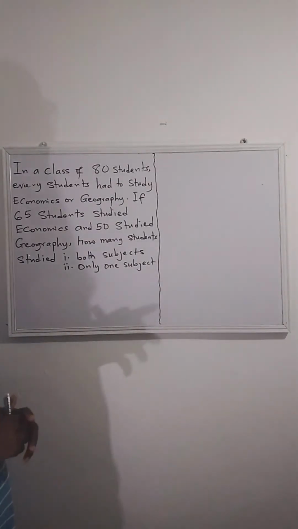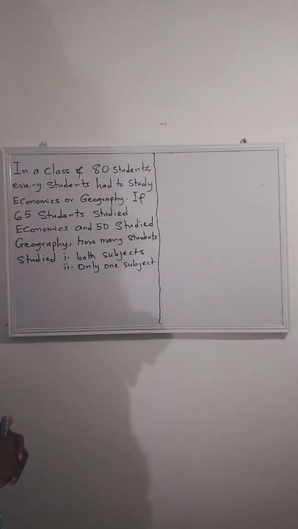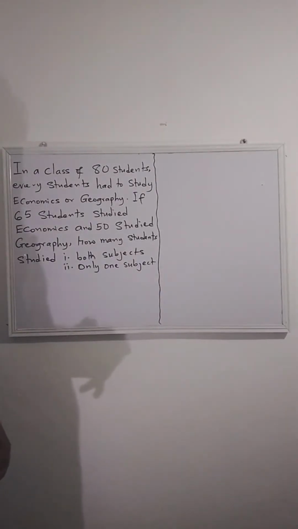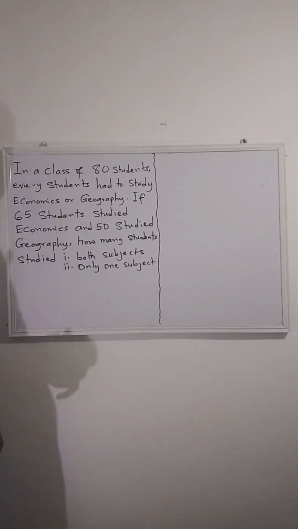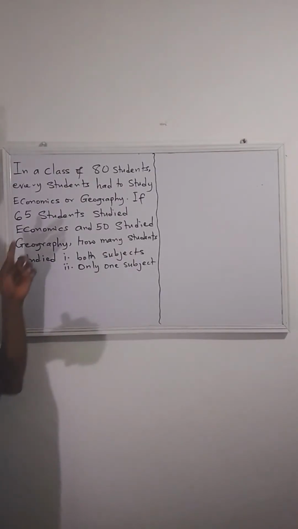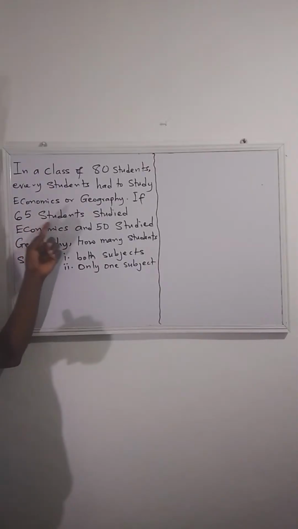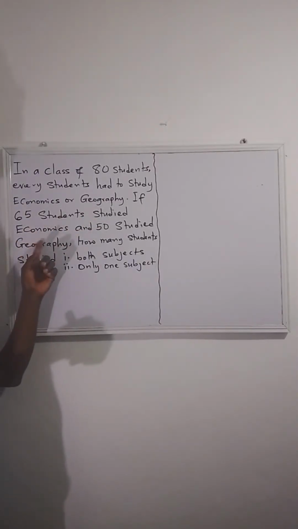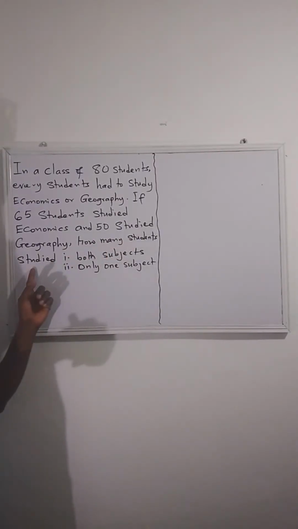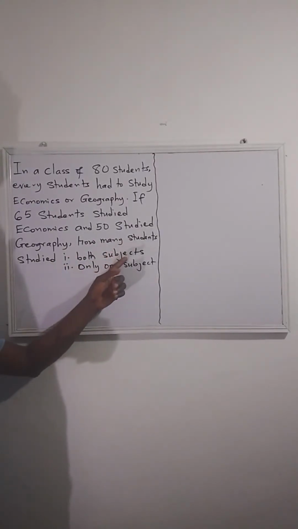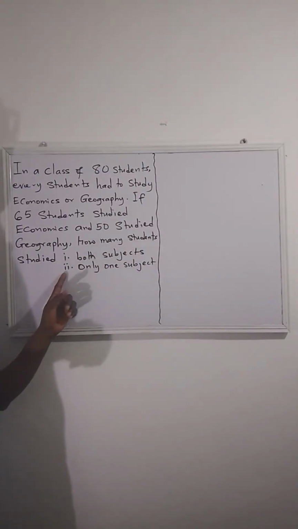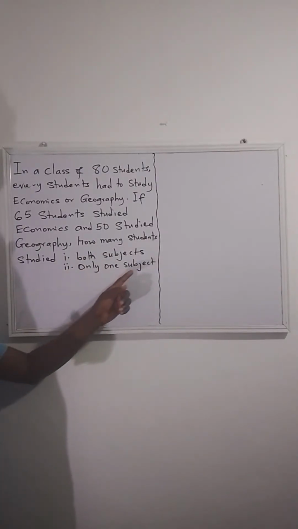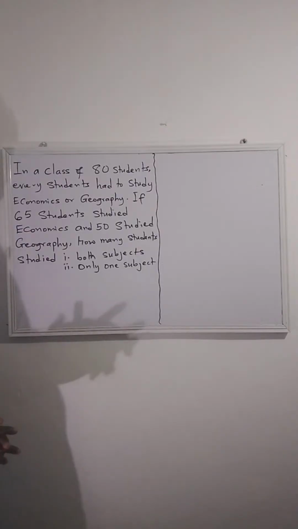In a class of 80 students, every student had to study economics or geography. If 65 students studied economics and 50 studied geography, how many students studied both subjects, or only one subject? Okay, now let us go through the question again.